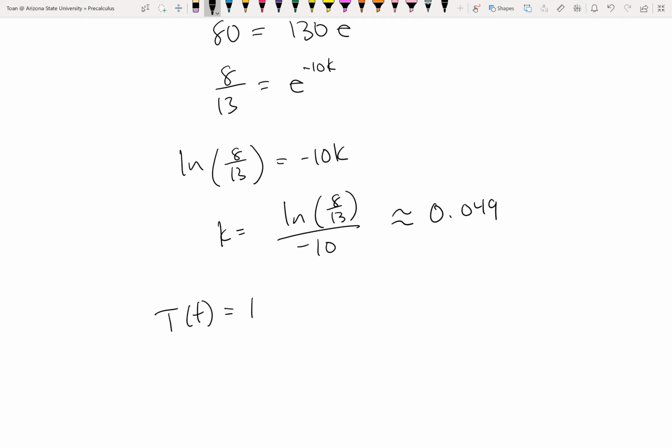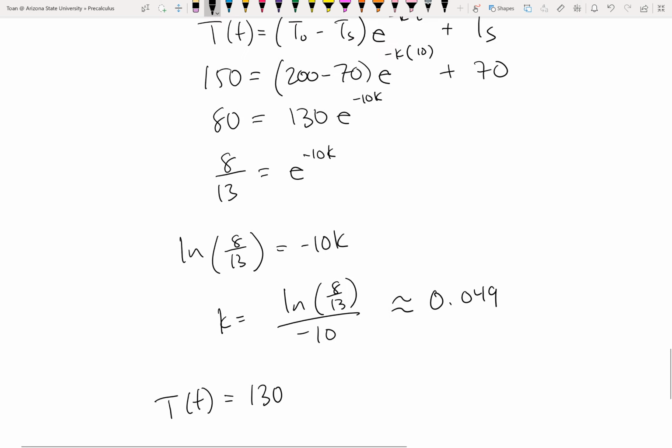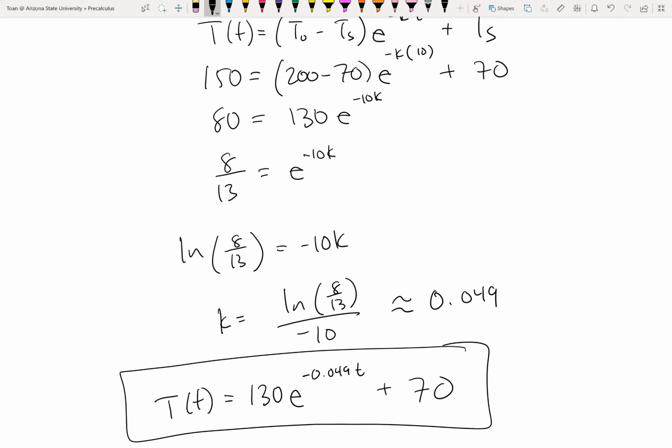So T of t equals 130, that's what we had before. Yep, see, 130, that's what we had before. e raised to the negative k value, which we just solved for, 0.049t, plus the surrounding temperature, 70. This model here will guarantee you the temperature of the coffee at any given time.